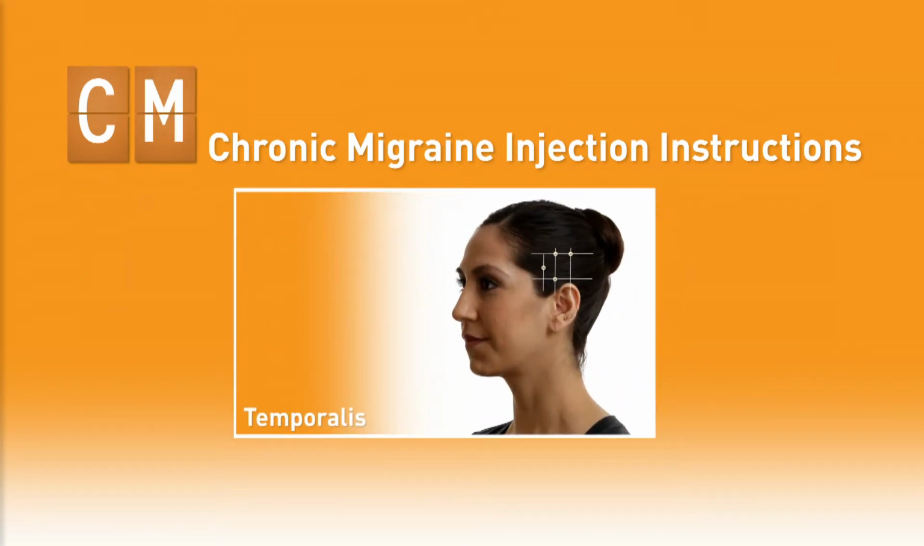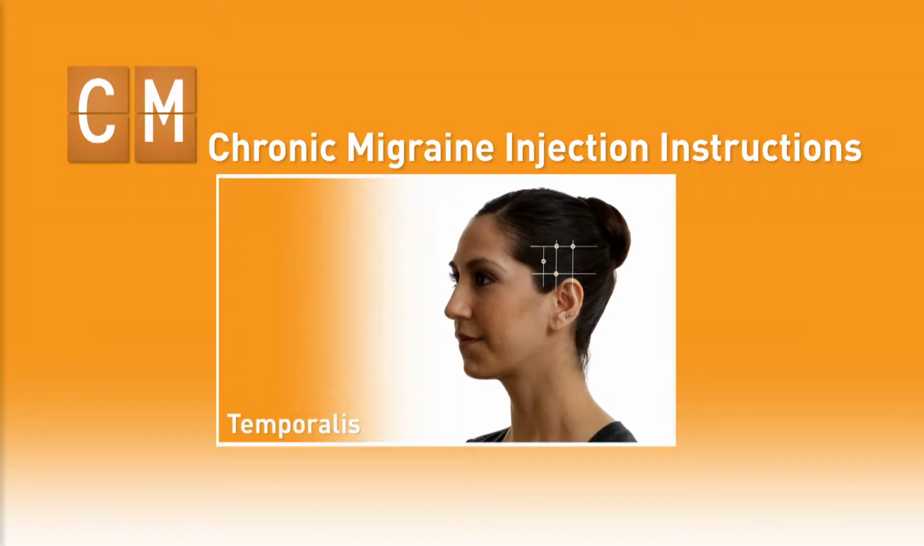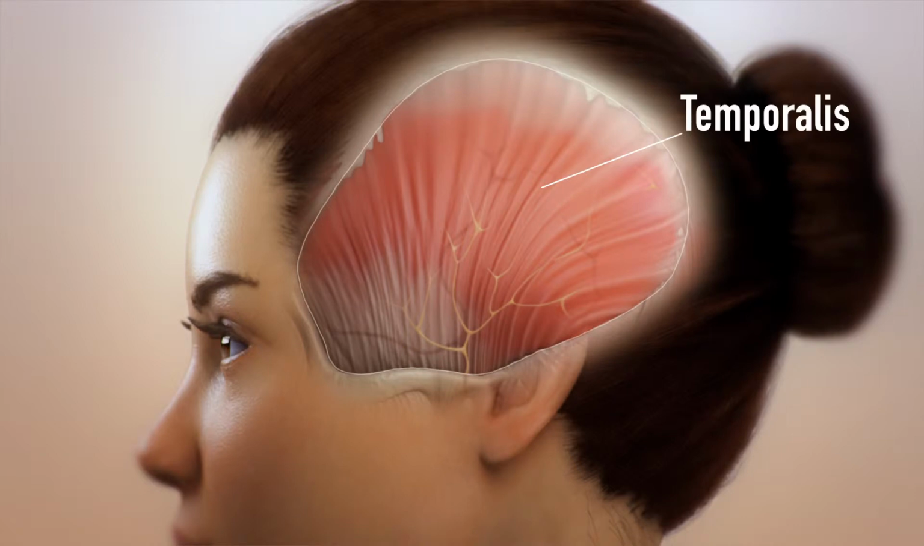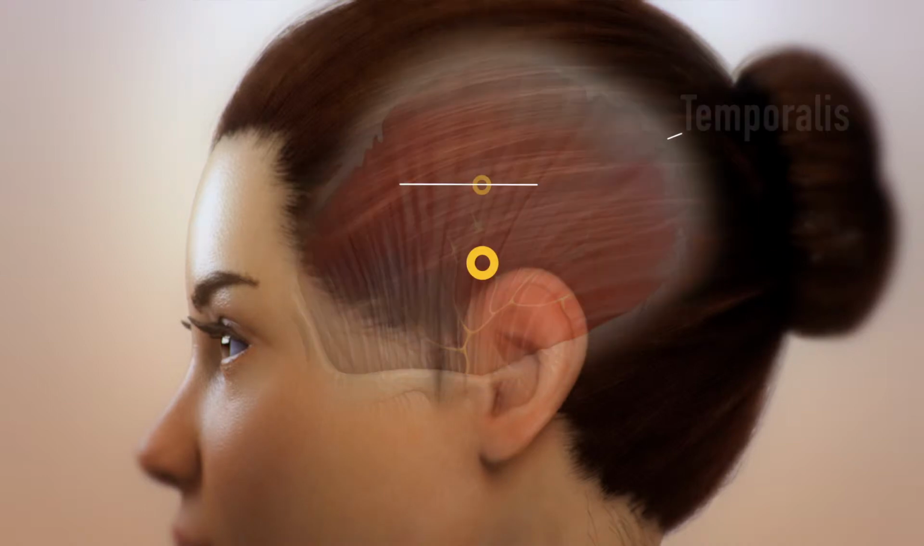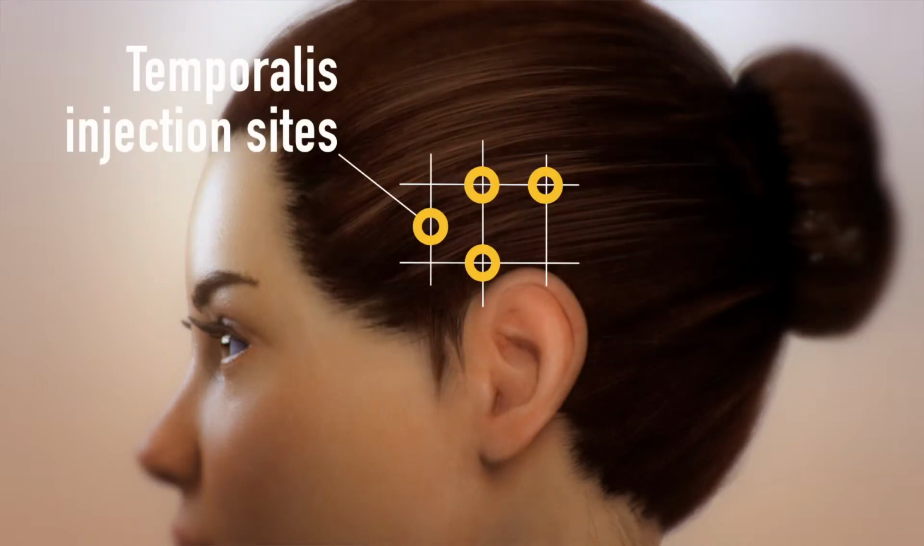Temporalis. Let's review the next set of injections located in the temporalis. The temporalis is a large muscle that arises from the temporal fossa and the deep surface of the temporal fascia. The fixed dose protocol stipulates that 4 injections be administered to each of the right and left temporalis muscles for a total of 8 injections.